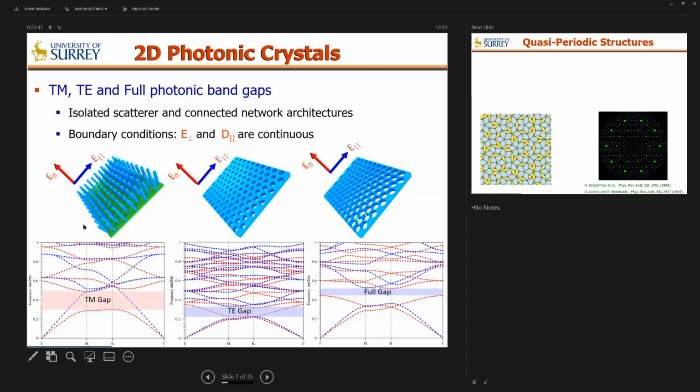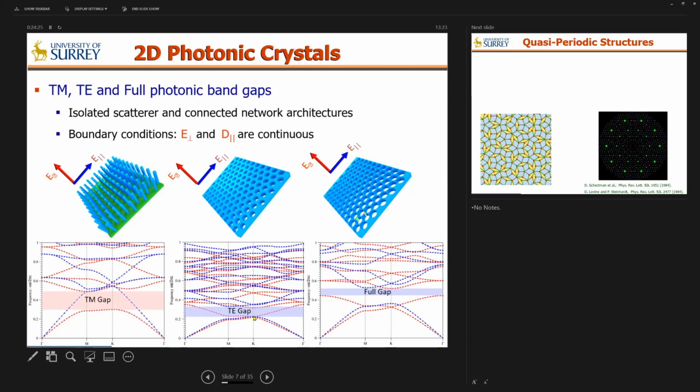Indeed, if for this structure I calculate the TM modes here presented in red and the TE modes, TE, where the electric field is in the plane, I obtain a band gap, absence of modes, for the TM modes and no band gap for the blue modes. We note that here all the blue bands overlap with each other. In contrast, if I want a band gap for the TE modes, I should use this network architecture shown here, which consists of air holes in a dielectric material.